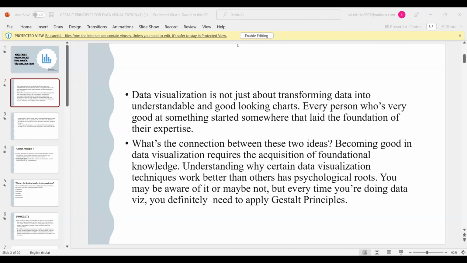Sai Nikita Kanmuri, you are muted. Please unmute yourself. Hello. Am I audible? Yeah, you are audible. Please continue. Is my screen sharing? Yeah. Okay.